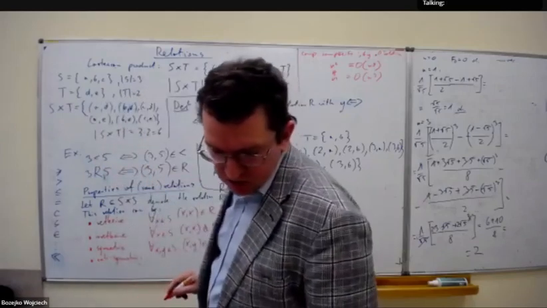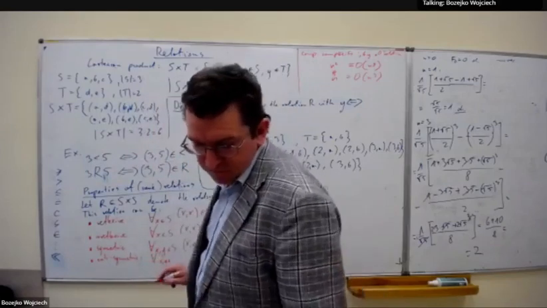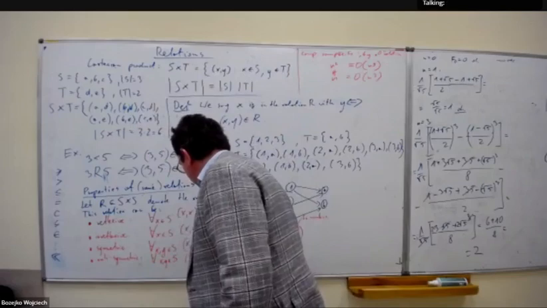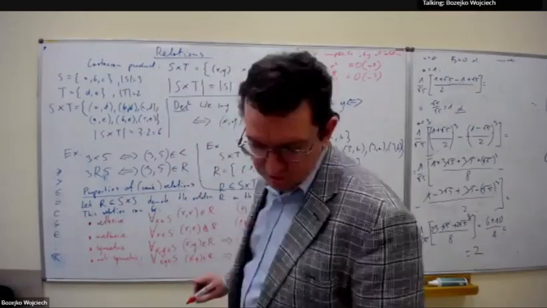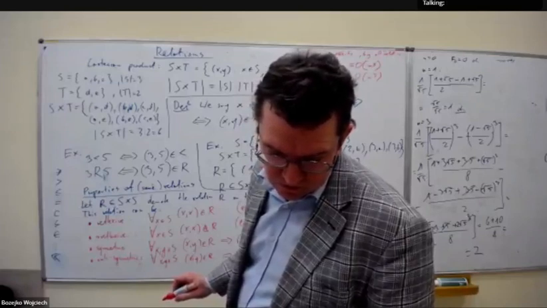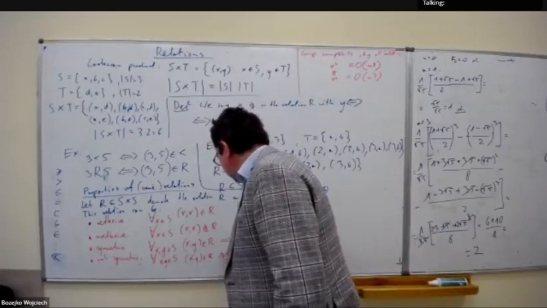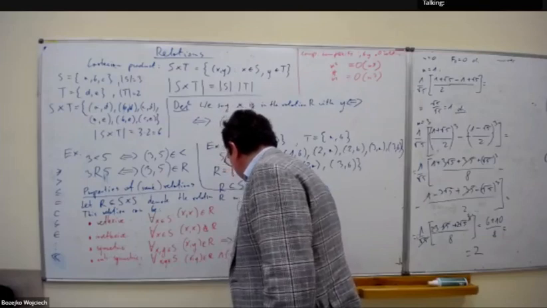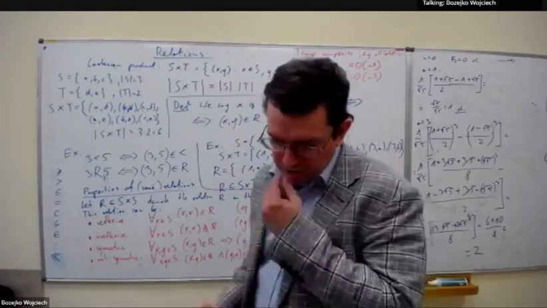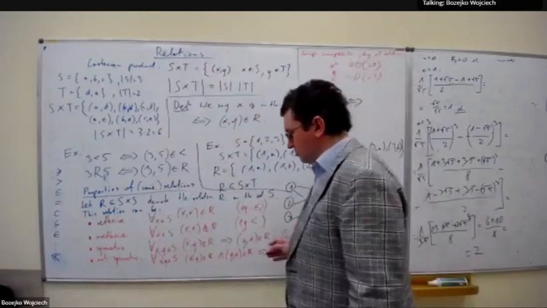Antisymmetric relation is that for all x, y belonging to S, if we have that (x, y) belongs to the relation, maybe I will write it in such a sense, and (y, x) also belongs to the relation, that means that we have that x equals y. So this is the only case in which both (x, y) and (y, x) belong to the relation.